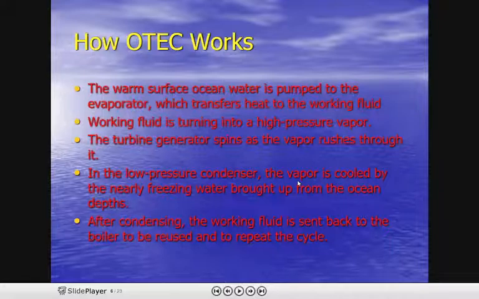The turbine generator spins as the vapor rushes through it. In the low pressure condenser, the vapor is cooled by the nearly freezing water brought up from the ocean depth. After condensing, the working fluid is sent back to the boiler to repeat the cycle.